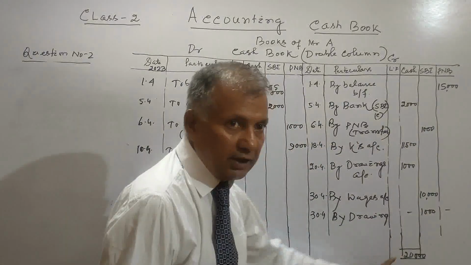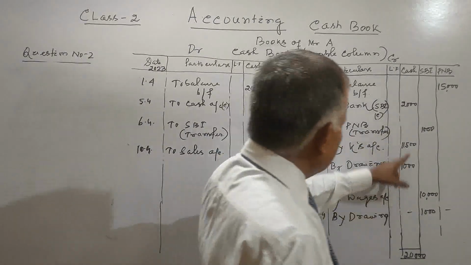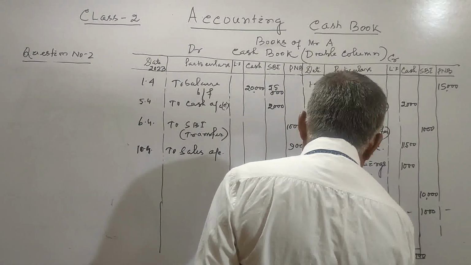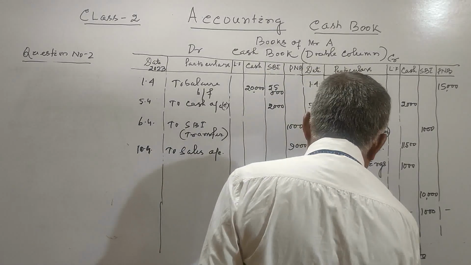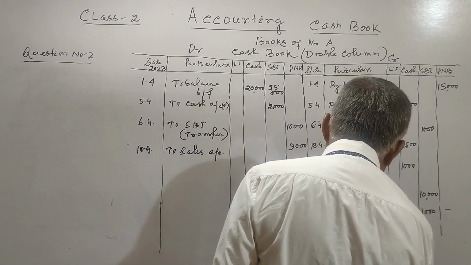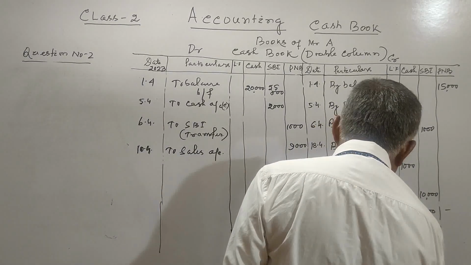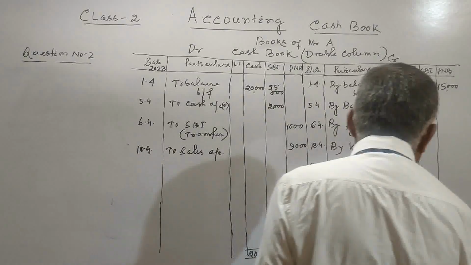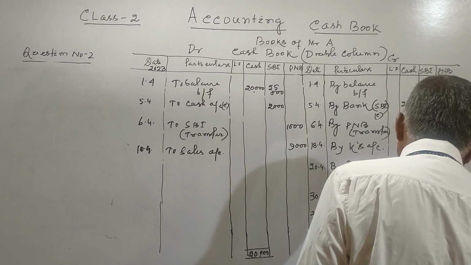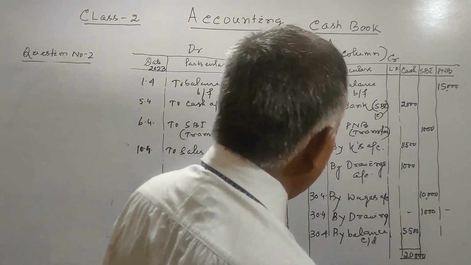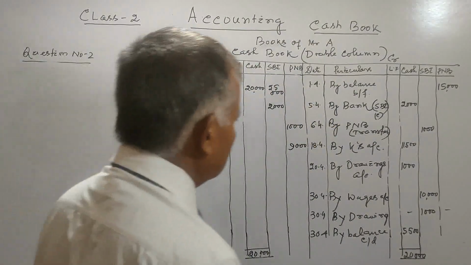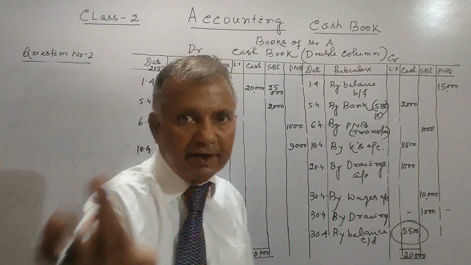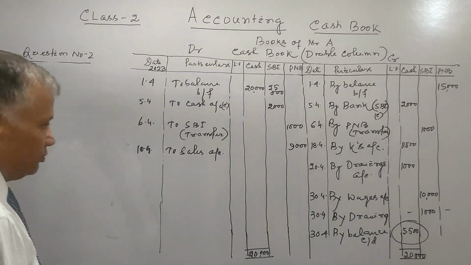Okay, 20,000, 20,000. Here it is your 14,500. So go to the last date, by balance c/d. 20,000 minus 14,500 comes to 5,500. Okay. So this is the balancing figure. Carried down means continue to the next period. It will continue to the next period.